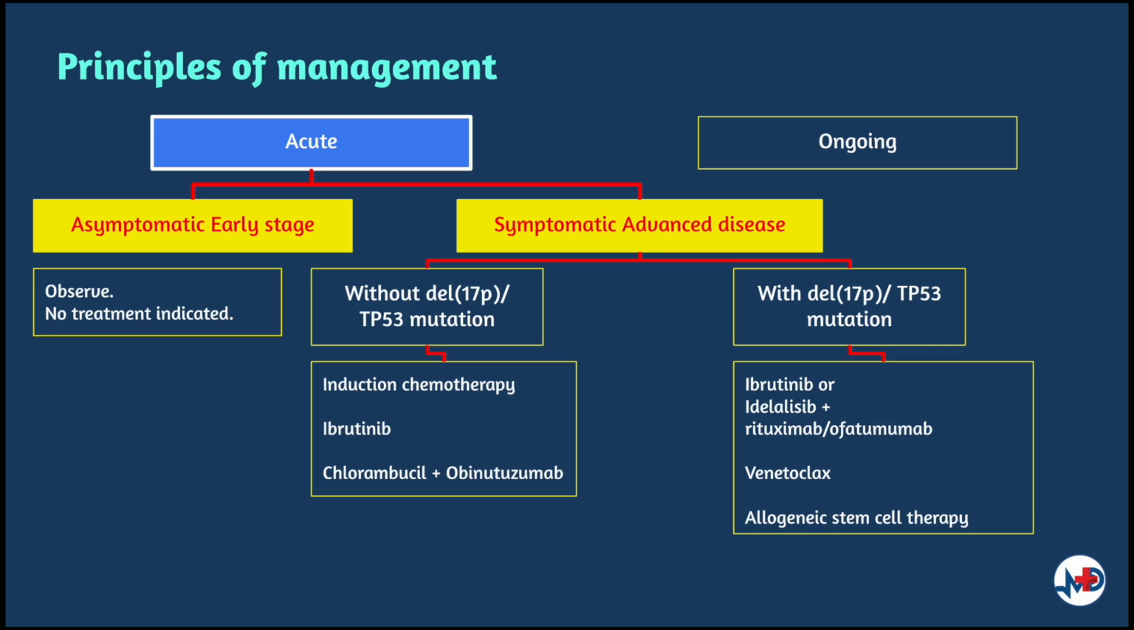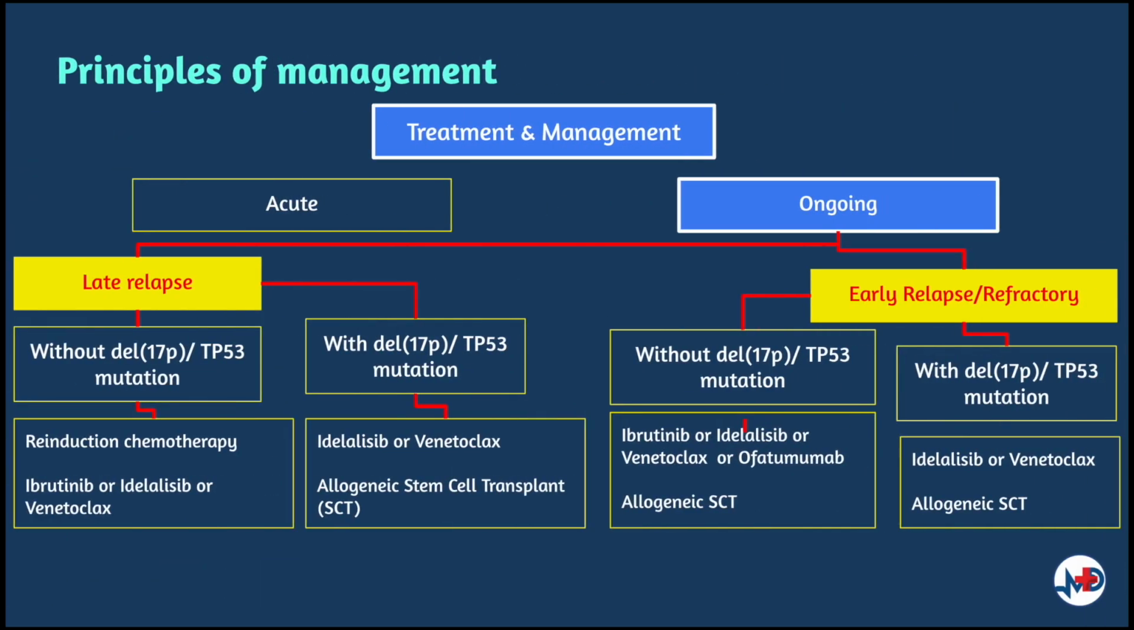Indications for immediate therapy include anemia or thrombocytopenia, symptomatic disease, rapidly progressing disease, and autoimmune hemolytic anemia or thrombocytopenia refractory to immunosuppressive therapy. In refractory disease or early recurrence in fit, young patients, consider allogeneic stem cell transplant as it is the only curative approach.